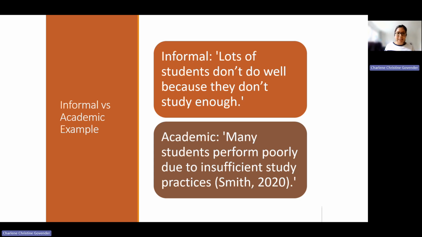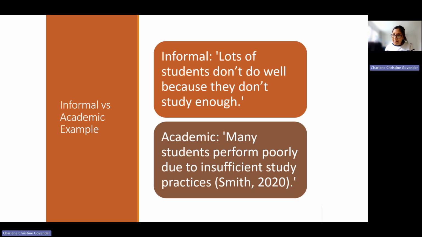Versus academic. Okay, let's compare with an informal example. Everyone says, lots of students don't do well because they don't study enough. Now, fair enough, if you are having a conversation with someone who knows science, you may just be asking for their opinion. However, you want to work with this in an academic frame.